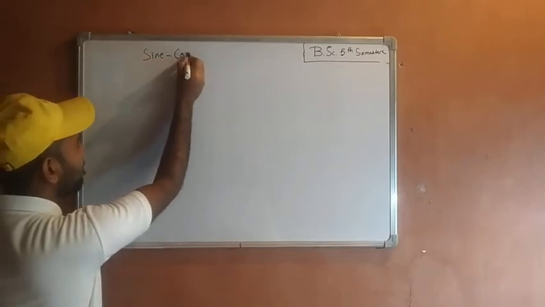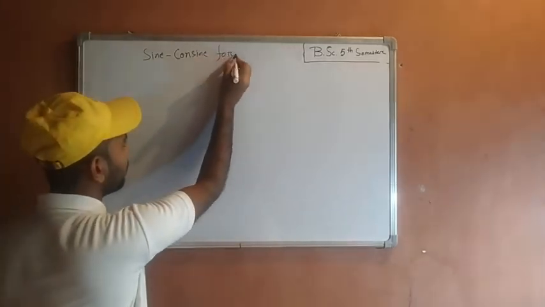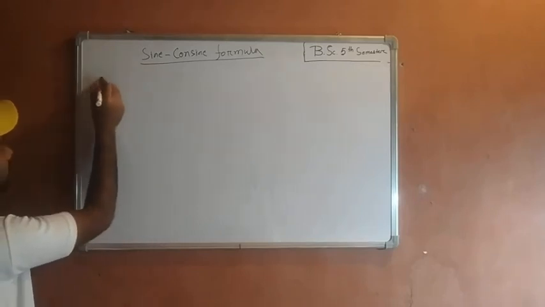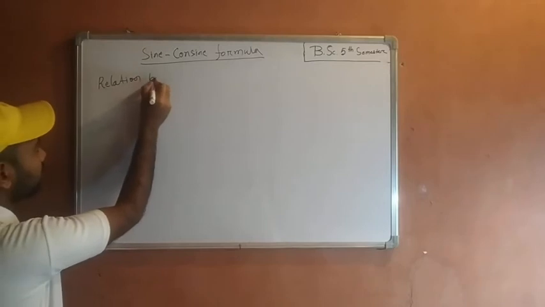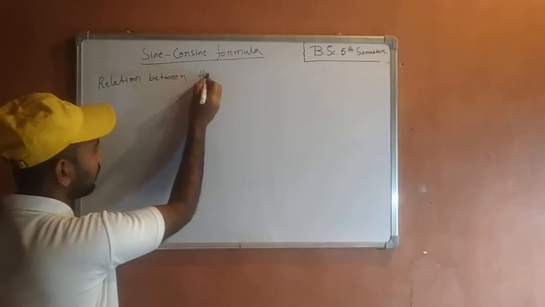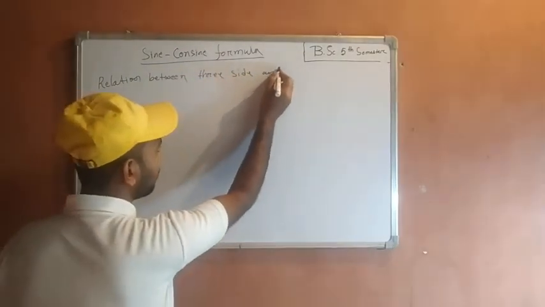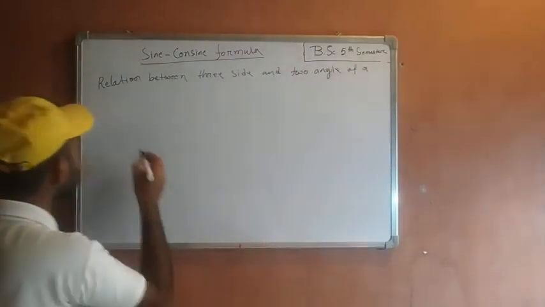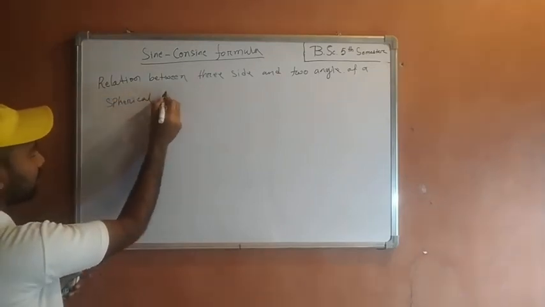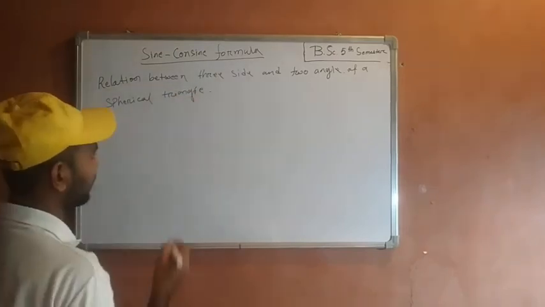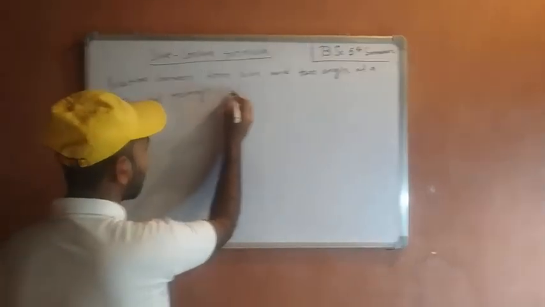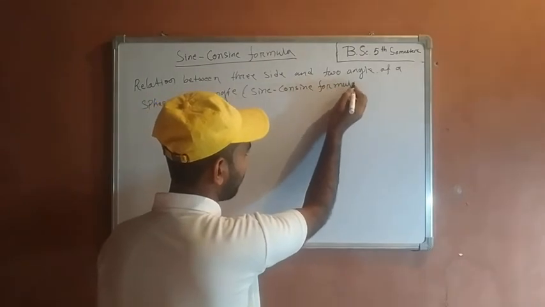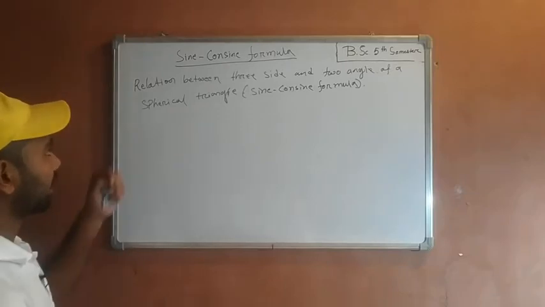Sine cosine formula, otherwise called the relation between three sides and two angles of a spherical triangle, or shortly say the sine cosine formula. Now today I am going to establish the sine cosine formula. So, solution.